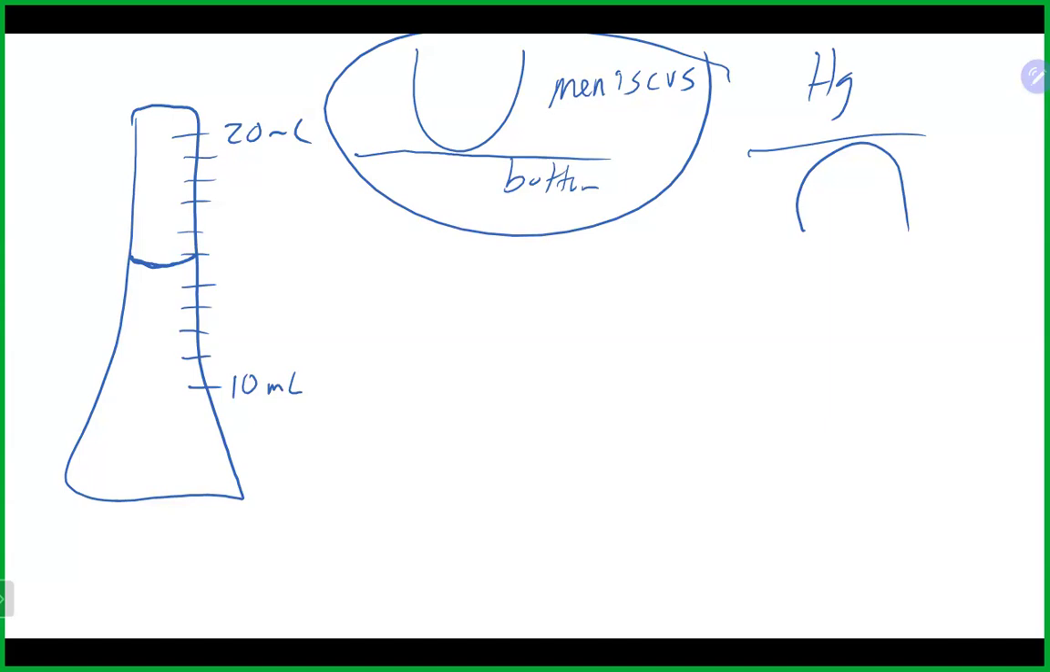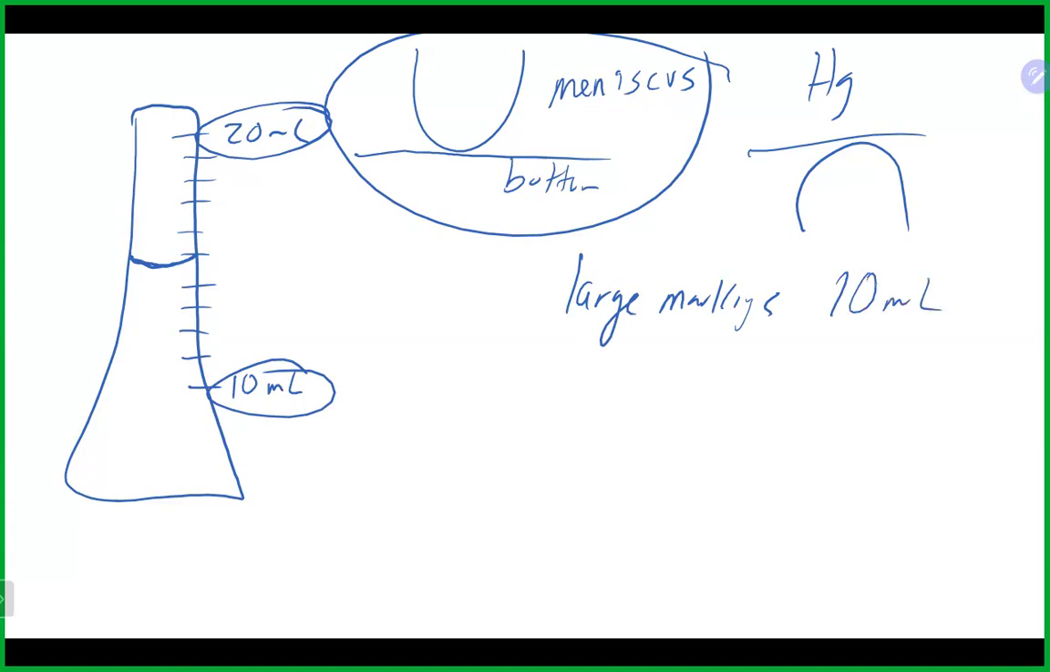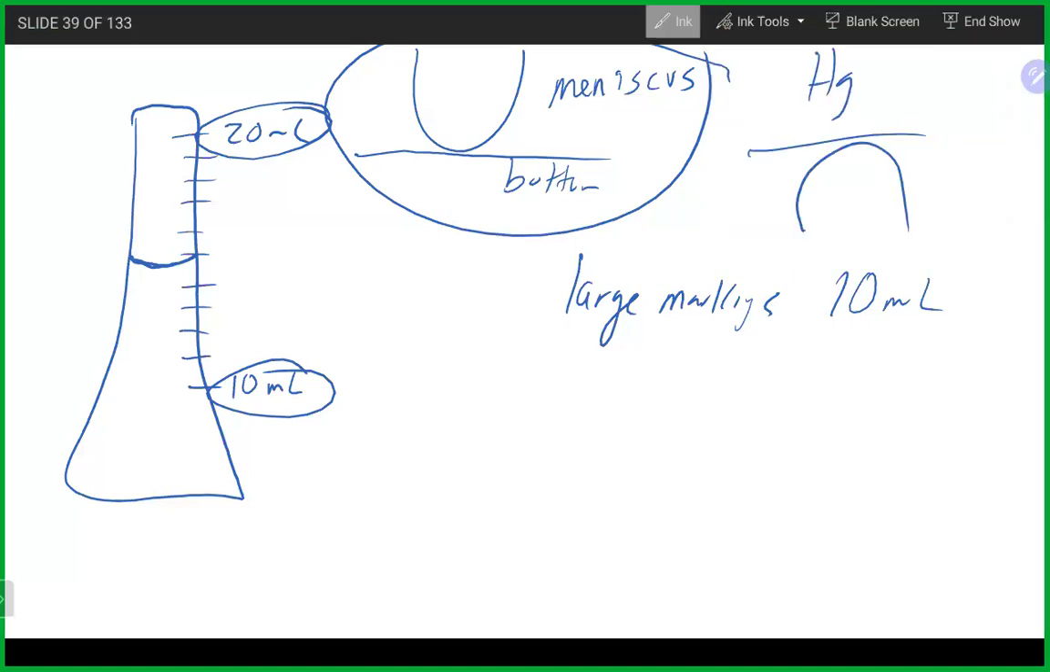We're going to do our same thing here. We're going to go large numbers. The large markings here are, in this case, 20 and 10. That is a difference of 10 milliliters. When we subtract those two, 20 minus 10 is 10. We start counting our smaller markings here.